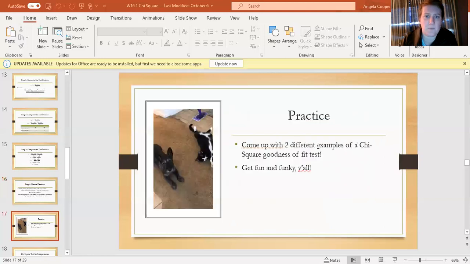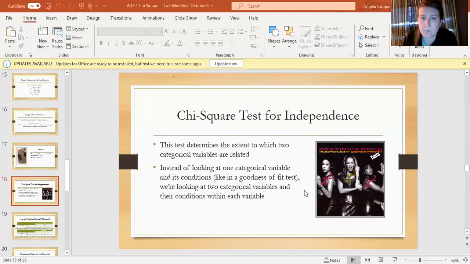Anyway, so come up with some examples of different chi-square goodness of fit tests. I've already kind of come up with one with the eye color. You know, we have blue, brown, green, purple, red, Satan, etc. It's essentially just thinking of categorical variables and various conditions within them.